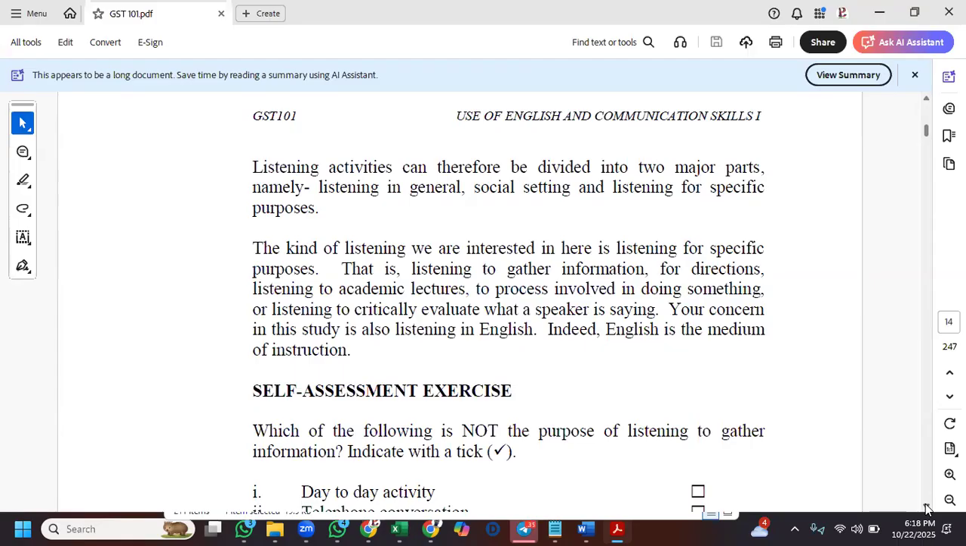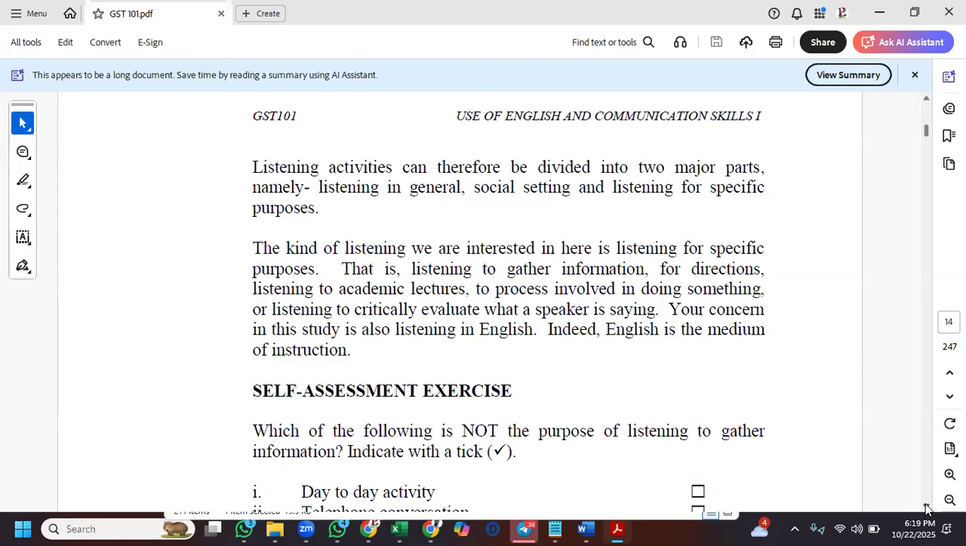So listening activities can be divided into major parts. We have listening in general, which is listening in social settings, and then listening for specific purposes. Now, the kind of listening we are interested in this course is that of specific purposes, because that is what you are going to be needing for your academic journey in general, not only this course. You need to listen for specific purpose.